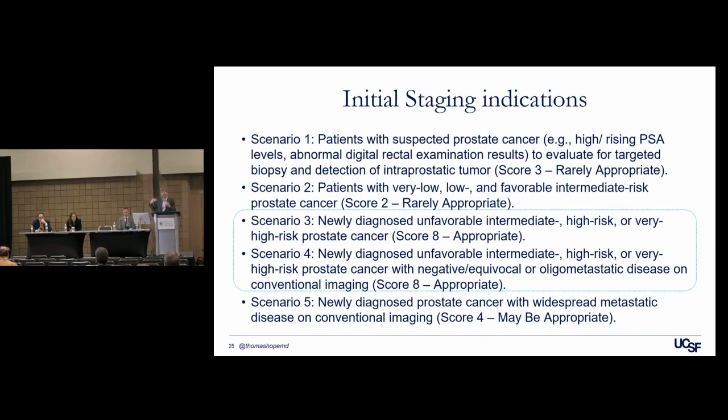So you have to be a score 7 or above to be covered by Medicare. So anything 7 and above is called indicated. Anything below is in essence not indicated. But these would be patients with unfavorable intermediate or high risk or very high risk prostate cancer, or having oligometastatic disease on CT. This in essence matches NCCN guidelines. The only weirdness here is scenario 5, newly diagnosed prostate cancer with widespread mets on conventional imaging.